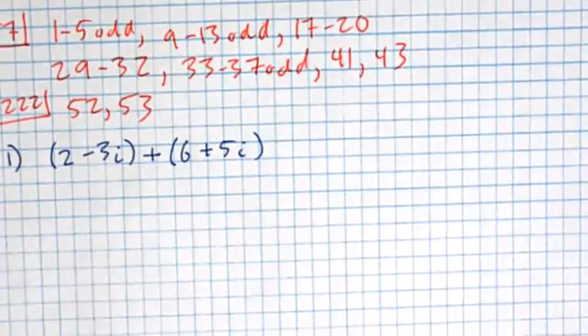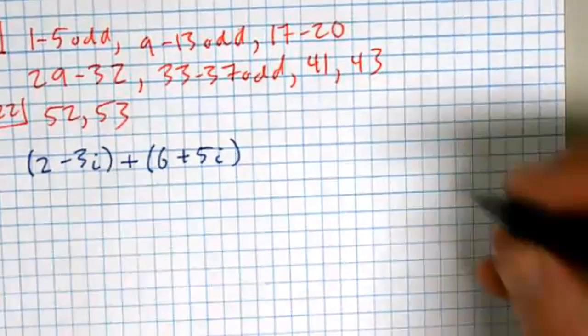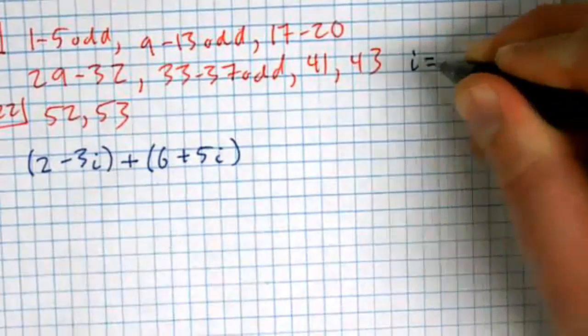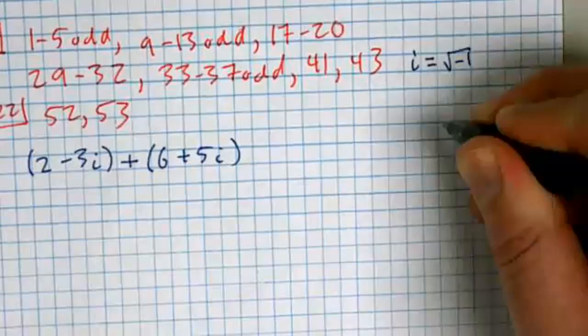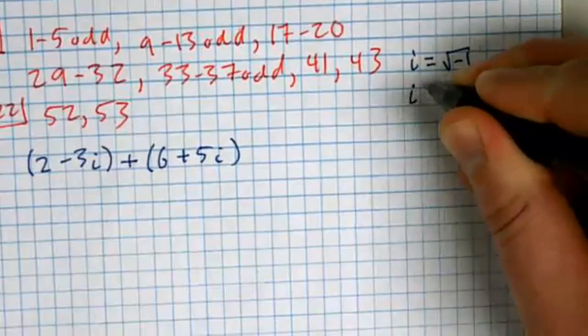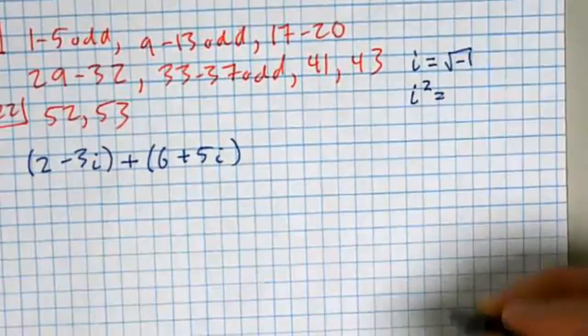Just off to the side here, a little quick note. Do you guys remember what i is? The definition of i? i is what? Square root of -1. And sometimes i is defined by giving i squared. What is i squared? i squared is -1.